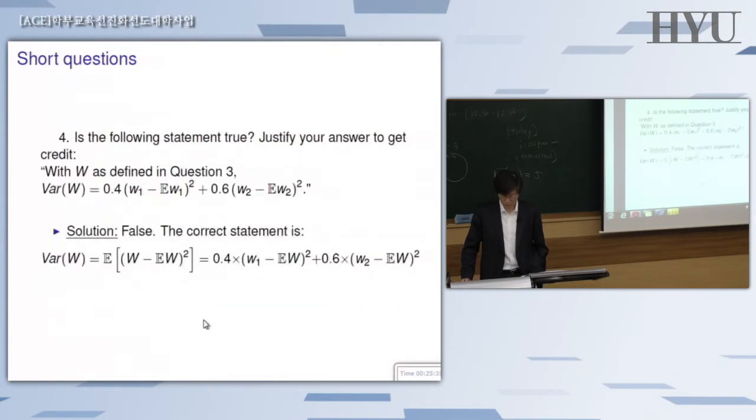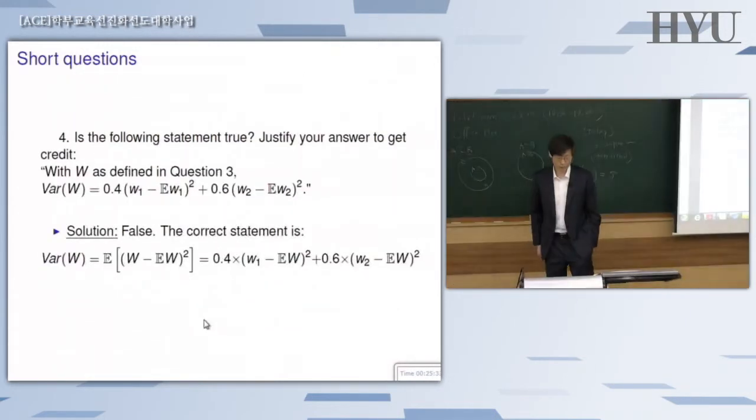So if you write it in the correct way, clearly the statement is false, because if you compute it that way, the variance is going to be 0. If you want to turn this one into something correct, you should say E of W instead of just E of W1 or E of W2.